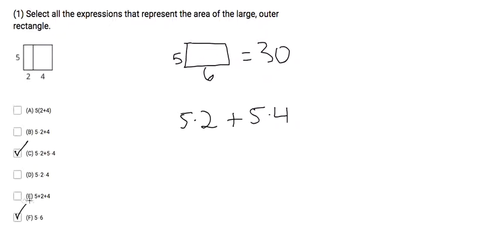We have 5 plus 2 plus 4, so that would be just adding some side lengths. So we know it's not going to be that. 5 times 2 times 4, if we do 5 times 2, we're going to get 10. And 10 times 4 is 40, and we know that's not the area of the rectangle. 5 times 2 plus 4 is 10 plus 4, which is 14, also not 30 here.